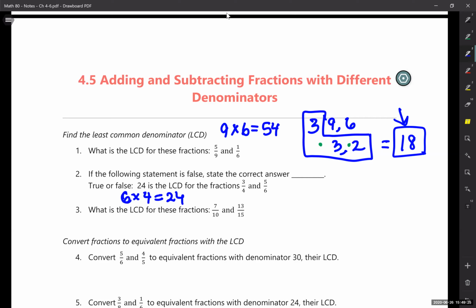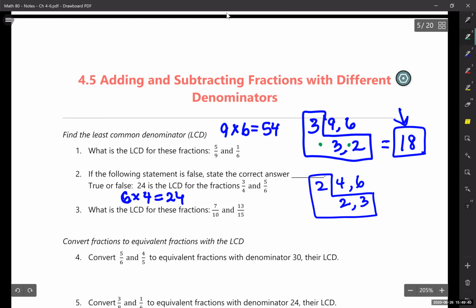So we do need to check for what the LCD is between 4 and 6. So 4 and 6 have a 2 in common. That leaves me with a 2 and a 3 left over. Multiply all 3 numbers, or however many numbers are in the problem, and we get that 2 times 2 times 3 equals 12. So this statement is false. 24 is not the LCD of those two fractions. The actual LCD is 12.